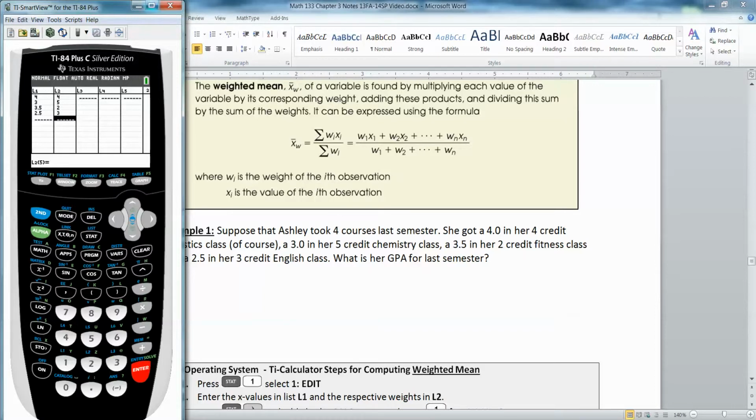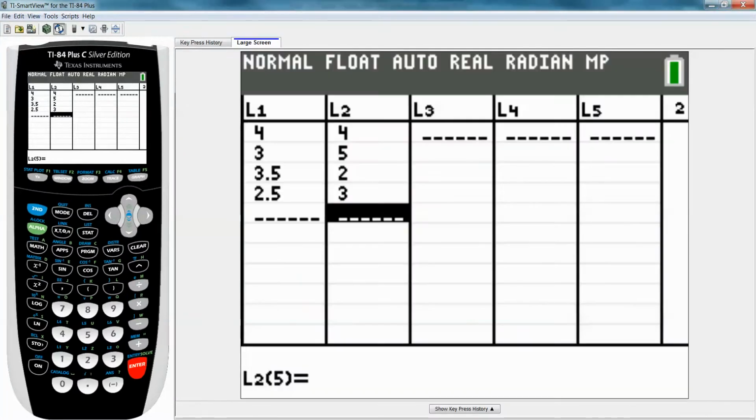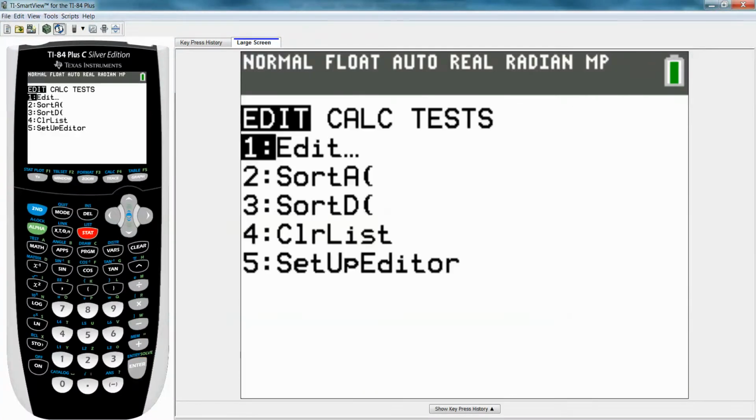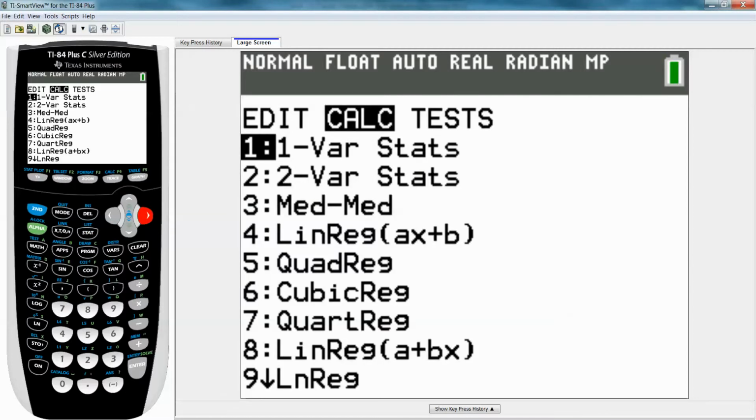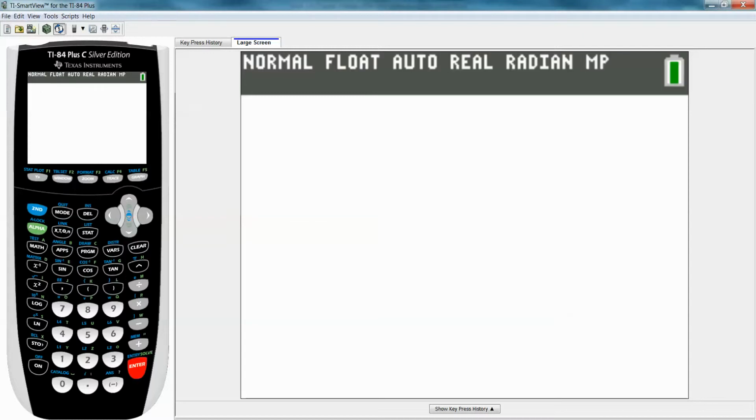So then, we want to do stat, calculate, one variable. We're going to say L1 is where our information is. But my frequency list is my weights, right? How weighted my categories were, which in this case would be credit hours. So that was L2. So I get down here to calculate and I press enter.